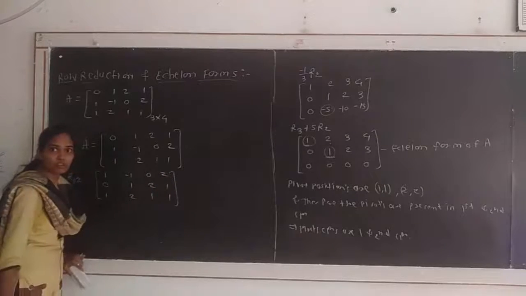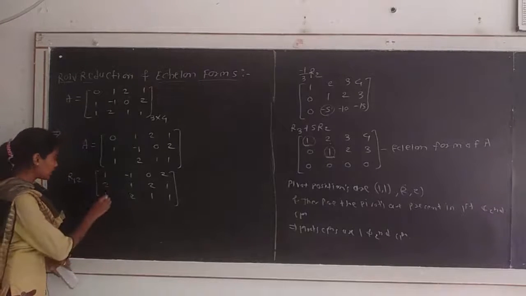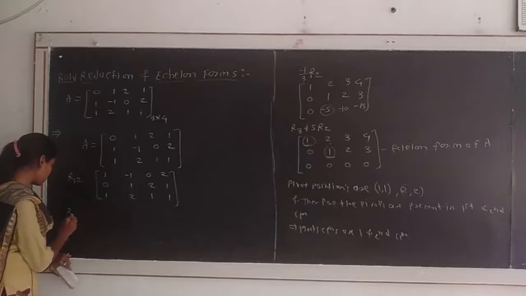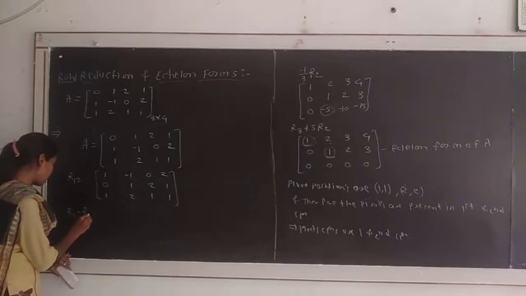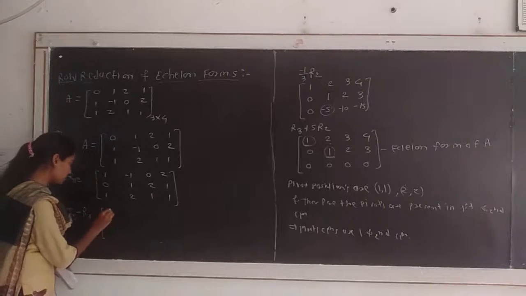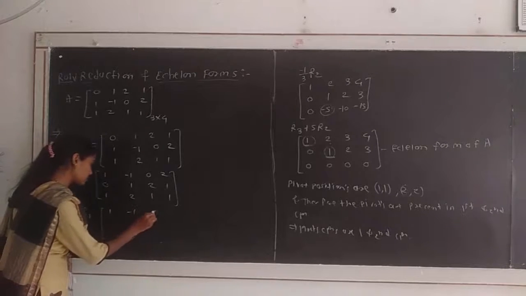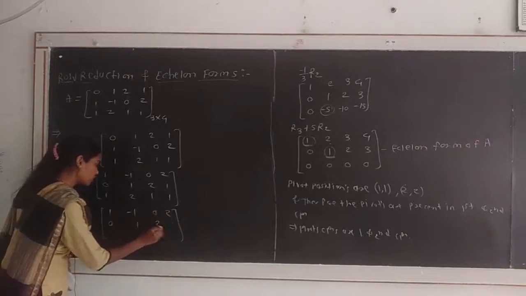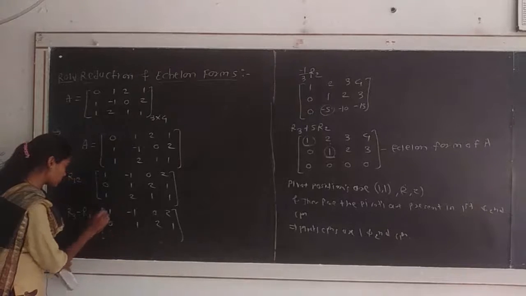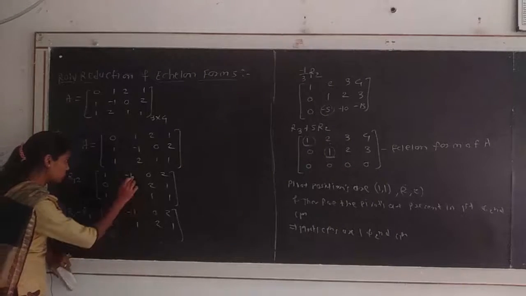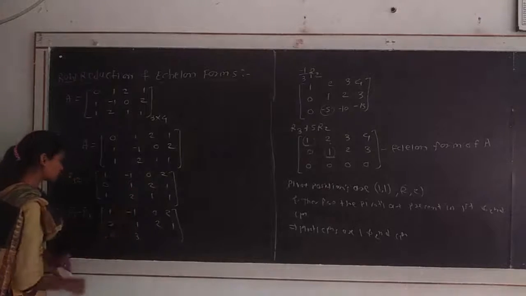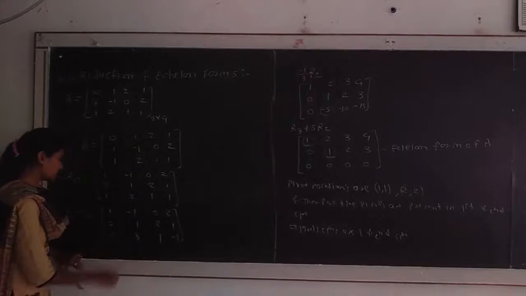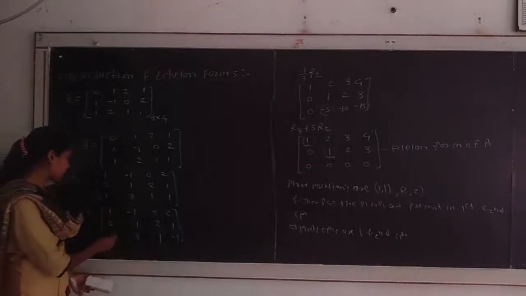Okay, using this one we have to make this entry 0. For that we apply the row operation R3 minus R1. Then we get the new matrix: first row as it is, 1 minus 1 0 2, second row as it is, 0 1 2 1, and the third row changes to 1 minus 1 is 0, then 2 minus minus 1, that is plus 1, we get 3, then 1 minus 0 is 1, and 1 minus 2 is minus 1. So this is the new matrix.